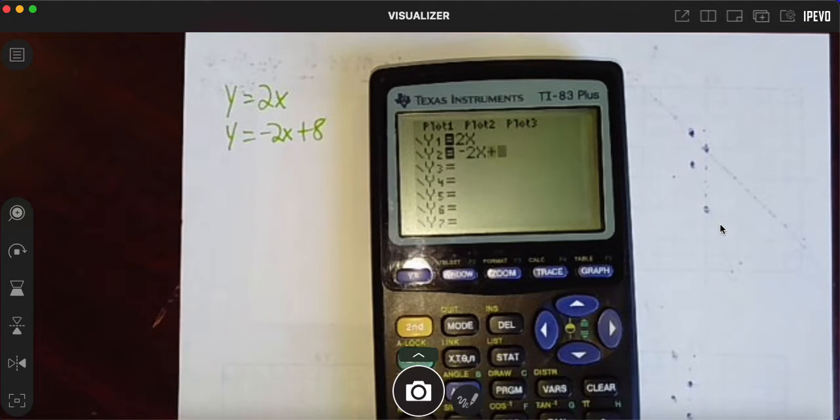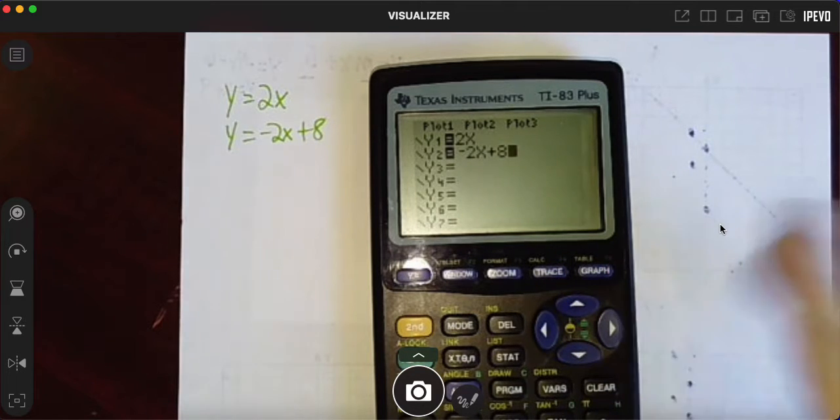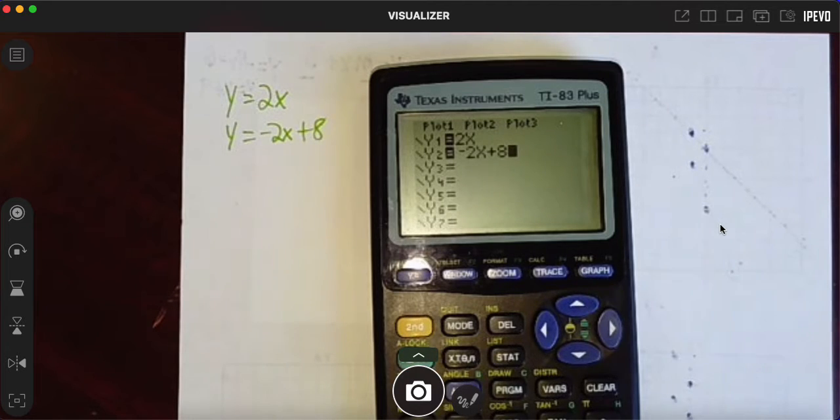-2x plus 8. Now, y'all, just about every time, you can just press the graph button. But if you have borrowed someone's calculator, especially someone in an older class, press Zoom 6 first. So yours may be fine. I'm going to have to press Zoom 6.